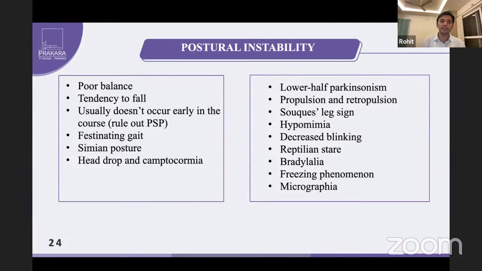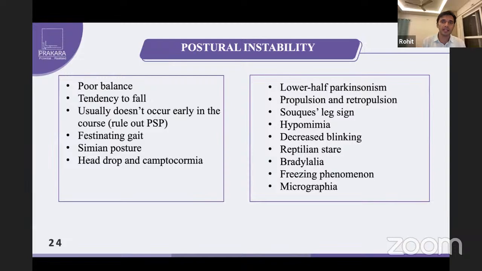Instability can also manifest as festinating gait. Festinating gait is hurried gait. So they are slow to start their walking, but after a few steps, they are hasty. You find them hastily walking. So short step gait with fast pace is known as festinating gait.